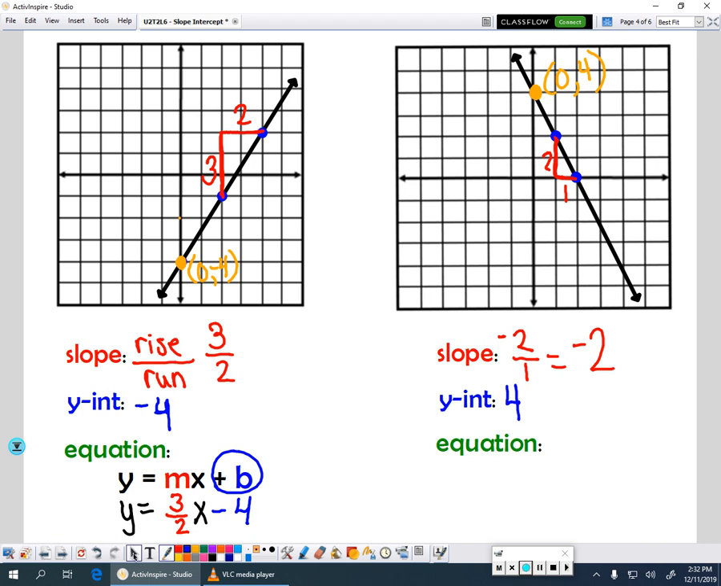Now it's time to write our equation. y equals mx plus b. So we've got to replace that slope. Oops. So we've got y equals, and we're going to replace our slope in its simplest form, so we're going to have -2, and then x, and then plus our y-intercept, because our y-intercept is positive, it's going to be +4.